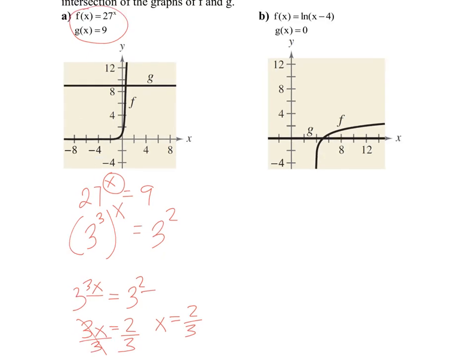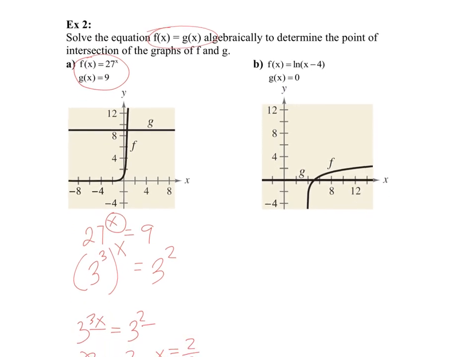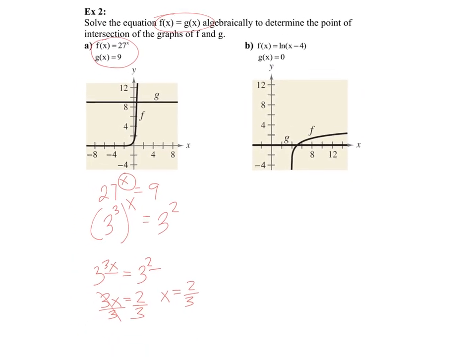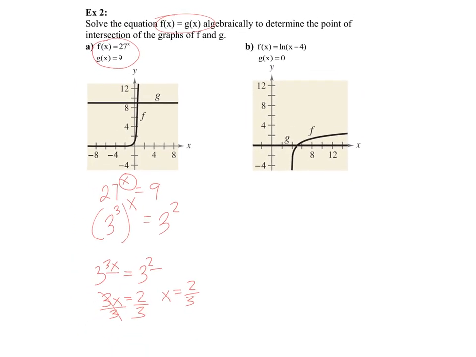All right, and they're asking you to find the point of intersection. So that's pretty easy. I have the x value of where the graphs intersect, and you could just plug it into any function to find the y value. I could plug it into this one, but there's nothing to plug it into, so the y value is just 9. So here's your answer for that. The graphs intersect at 2/3, 9.